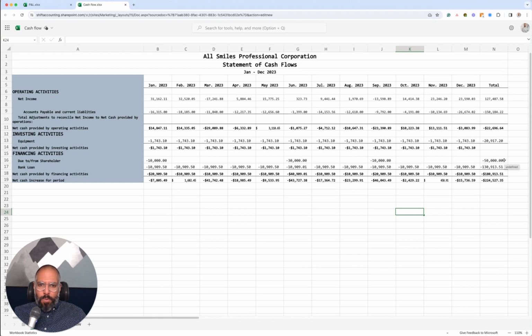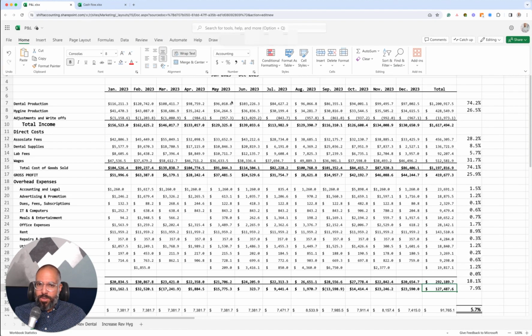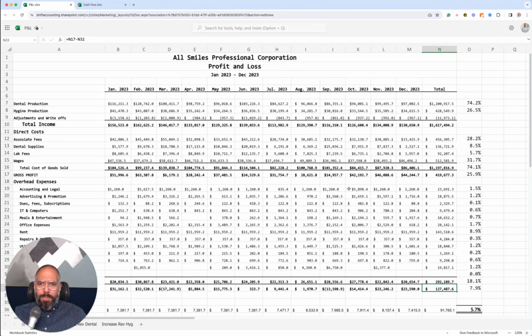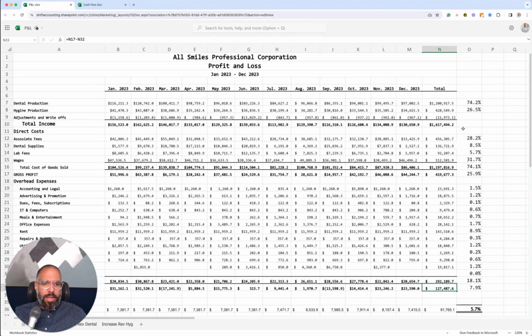So now, once we factor all of these items in this hypothetical scenario that we have, this clinic generated a negative cash flow of $224,000. Okay, so A, disaster. Okay, B, you could see that the two reports are very different. So let's go back to the P&L. Okay, so the P&L. When we look at the production for this clinic per month, it's not bad in terms of production.